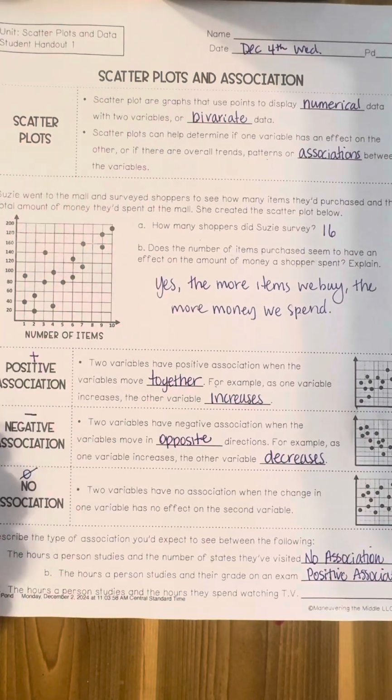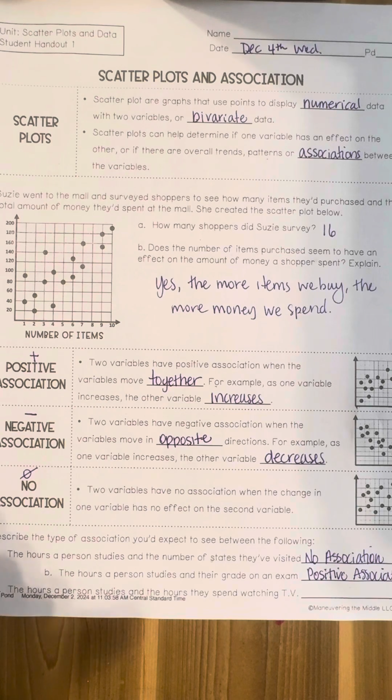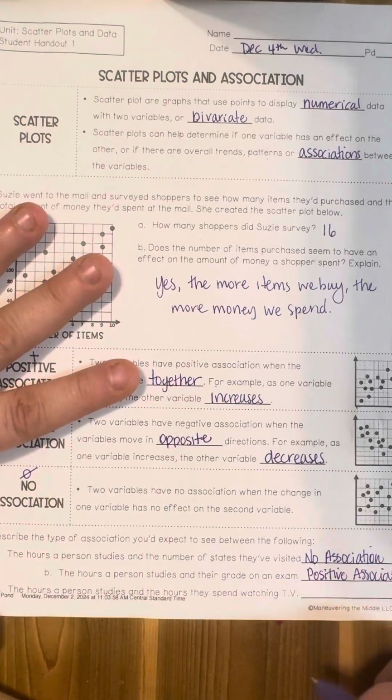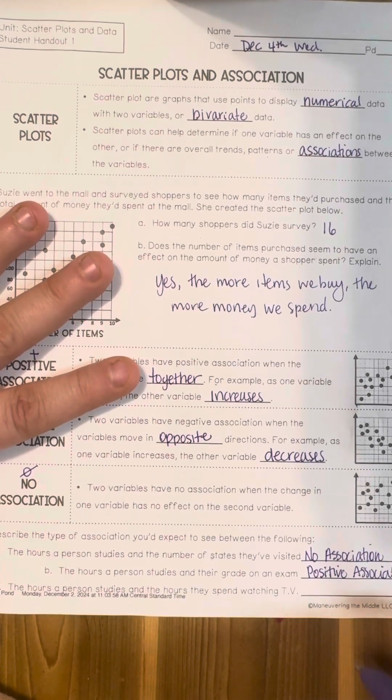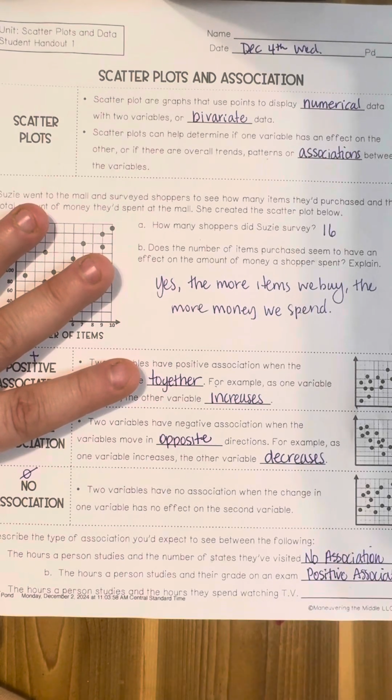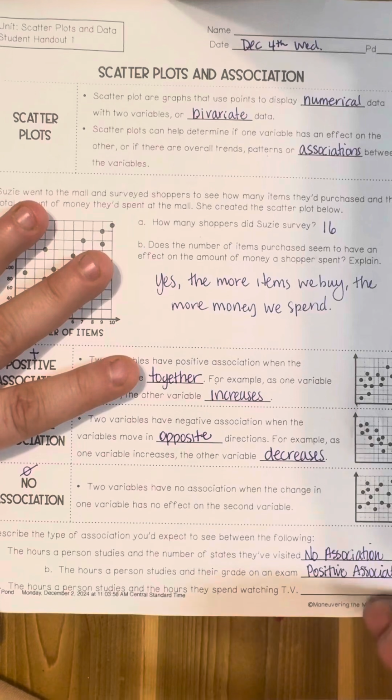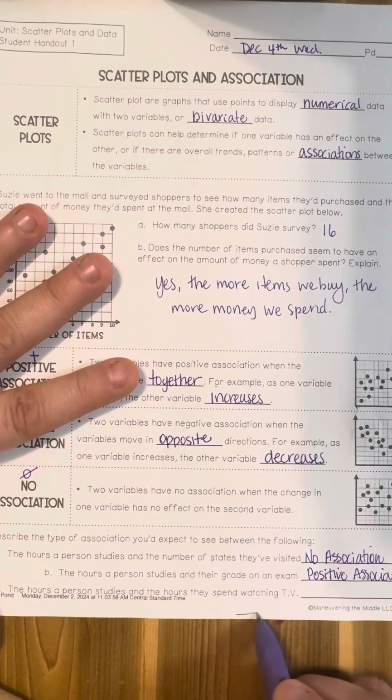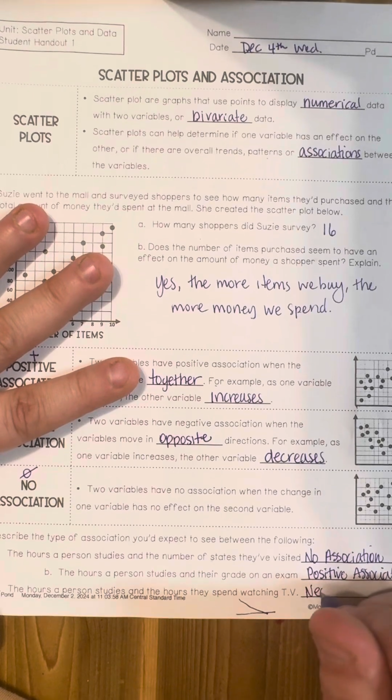And then finally, the hours a person studies and the hours they spend watching TV. I can study all night long and not watch TV at all. Or I could study for 4 hours and watch TV for 4 hours. My studying does not affect my TV. I'm going to go back. The hours a person studies and the hours they spend watching TV. The more I study, the less time I have to watch TV, right? So the longer I study, the less time I have to watch TV. So that's going to be that negative association.